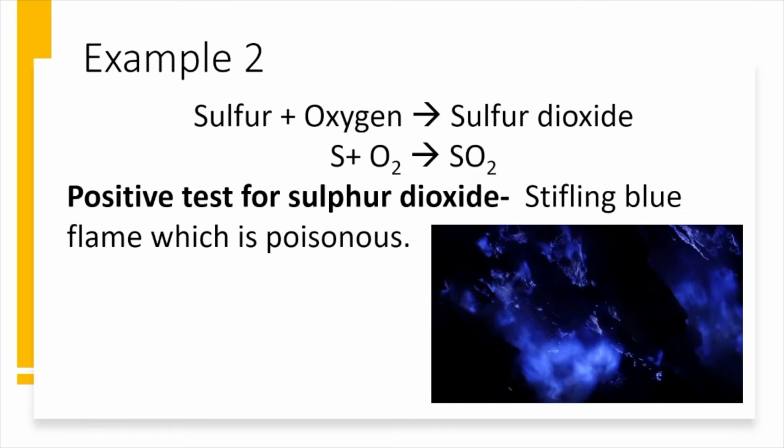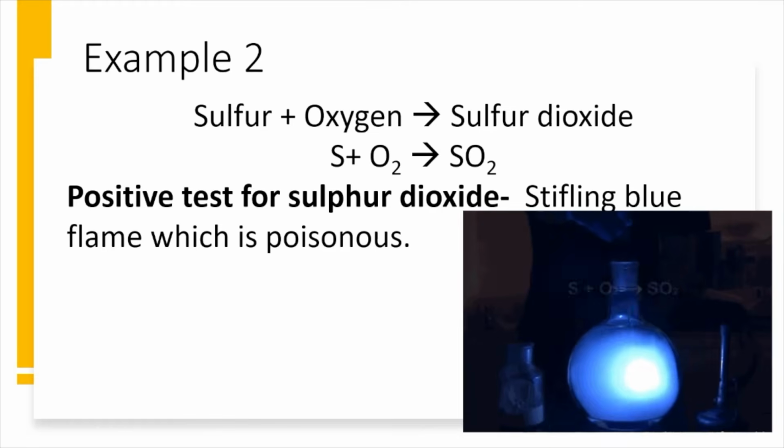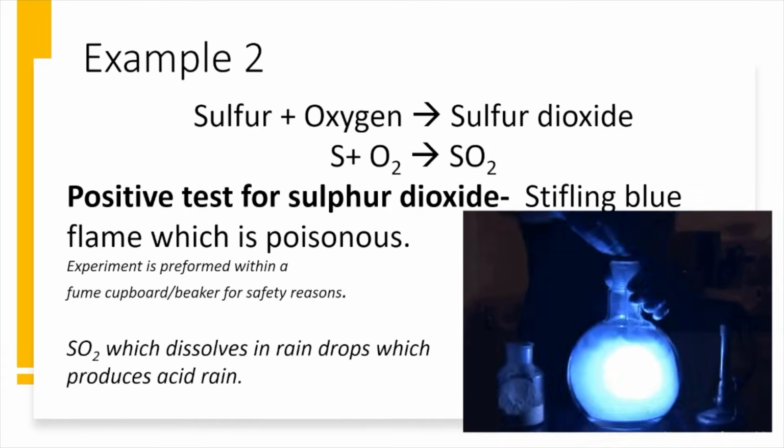The positive test for sulfur dioxide is that there will be a stifling blue flame, which means a bright blue flame will be produced, and it is poisonous. As you can see in the diagram, that bright blue flame shows that sulfur is burning in the presence of oxygen. As a safety precaution, we do this experiment in a fume cupboard, or in the image provided, in a glass beaker for safety reasons.